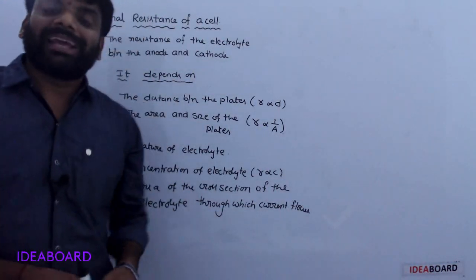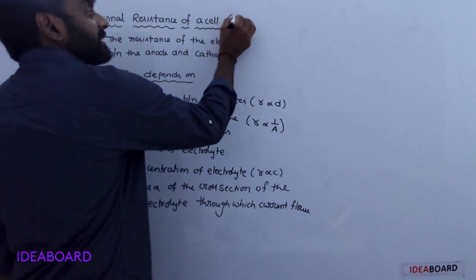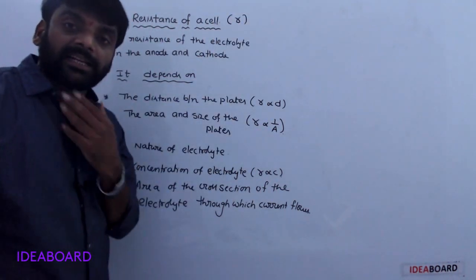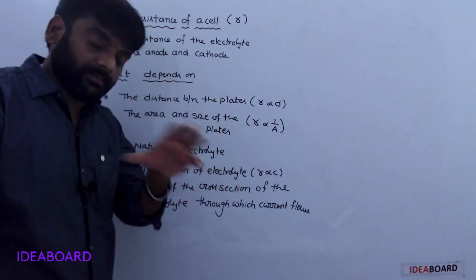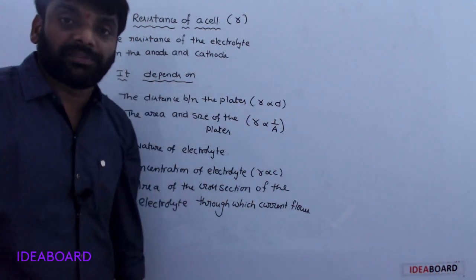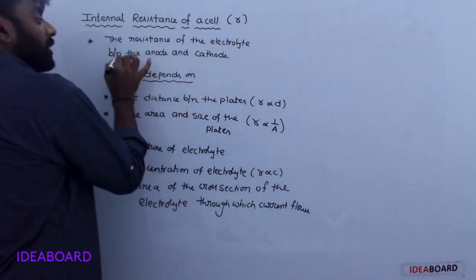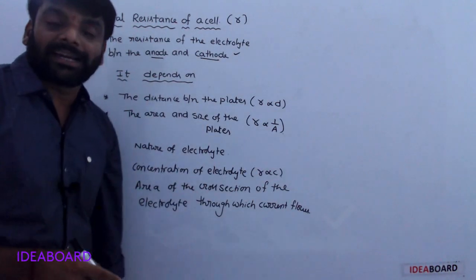So next one: internal resistance of the cell. The internal resistance of the cell is represented with a small r. It is defined as the resistance of the electrolyte between the anode and cathode. Simply, that is called internal resistance.